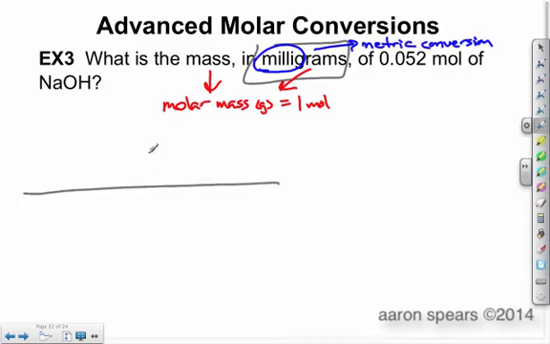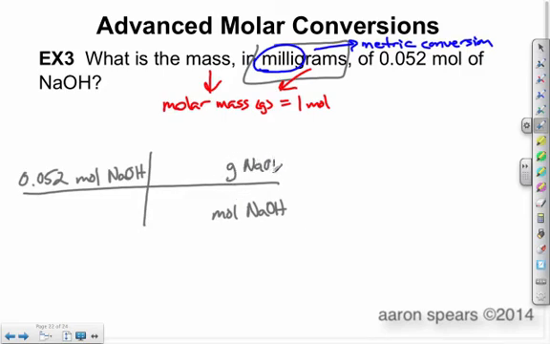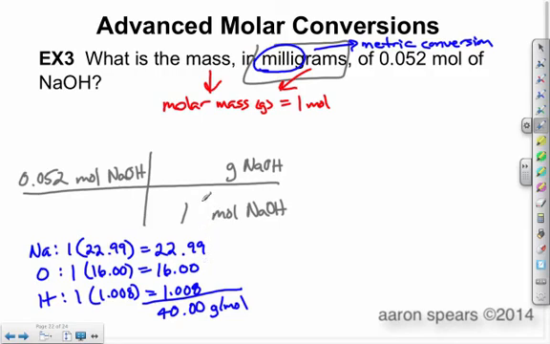So start by drawing a picket fence, but you're given up top 0.052 moles of sodium hydroxide. Put moles of sodium hydroxide down below so that they cancel out. And to get from moles to grams, we've got to use our molar mass relationship. So I'm going to put grams of sodium hydroxide up top. So I know that 1 mole of sodium hydroxide is equal to the molar mass of sodium hydroxide. And a quick molar mass calculation tells us that the mass of 1 mole of sodium hydroxide is 40.00 grams. Moles of sodium hydroxide cancel out, and we're left with grams of sodium hydroxide.